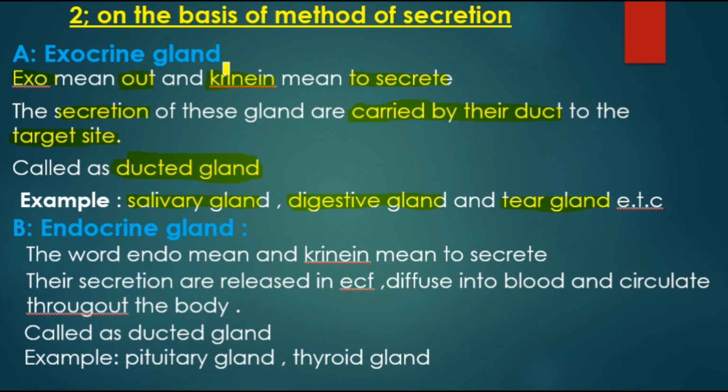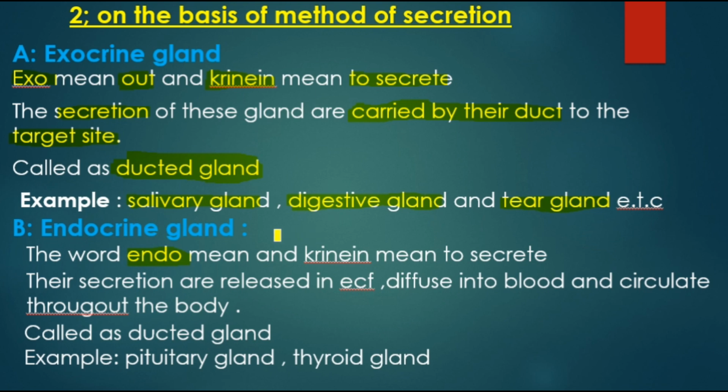Now the next type of gland on the basis of the method of secretion is the endocrine gland. The first thing is the origin of the word endocrine. This term endocrine is derived from two Greek words. The first is endo, which means inside.